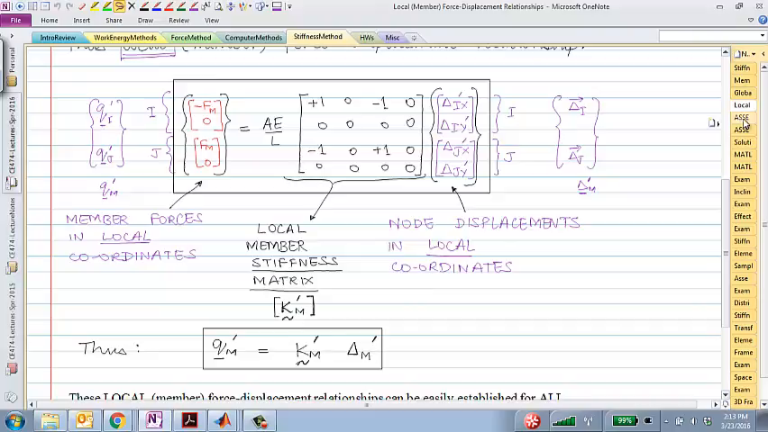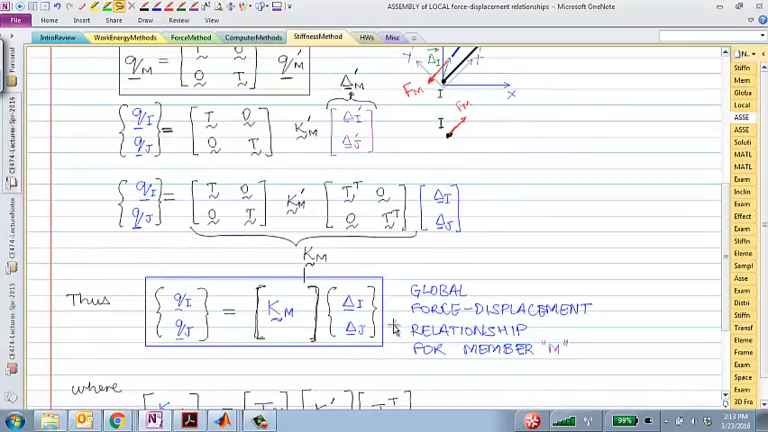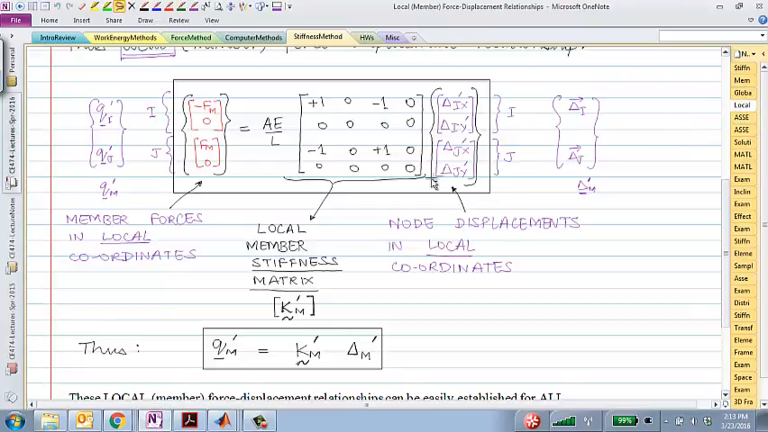But what about the global force displacement relationship? If the element is oriented in the horizontal direction versus the vertical direction, would it be different or would it be the same? Different, because we are modifying that relationship with this T and T transpose matrices. In the local coordinate system, that matrix is extremely simple: +1, -1, -1, +1. Everything else is 0 and multiplied with AE over L.